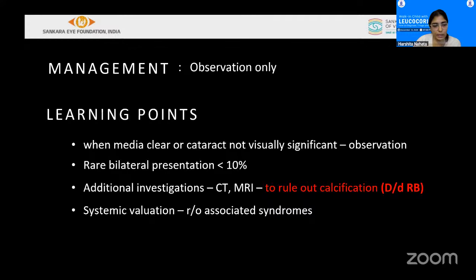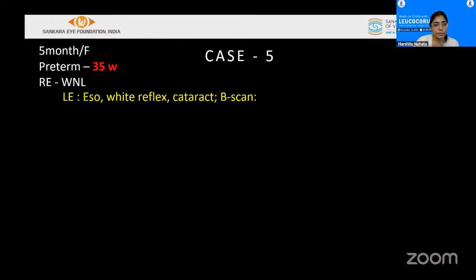Learning points from this case: when the media is clear or the cataract is not visually significant, we can observe such patients. Another thing is that, however rare it may be, PFV can also be bilateral, and it's usually reported in less than 10% of the cases. Additional investigations such as CT and MRI need to be done in such patients to rule out other sinister causes or differentials of leucocoria like retinoblastoma. And systemic evaluation needs to be considered in such patients to rule out syndromic associations.